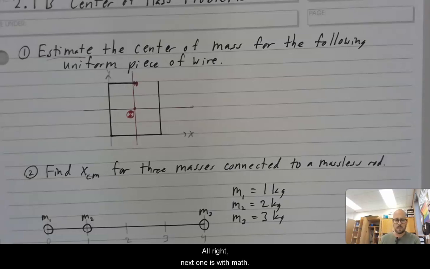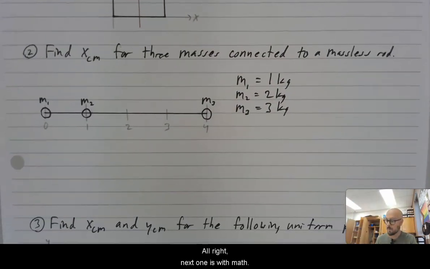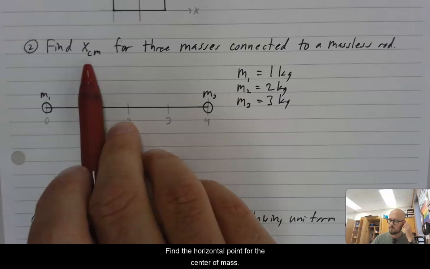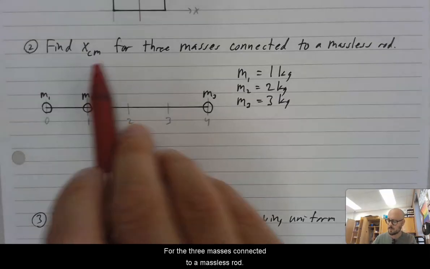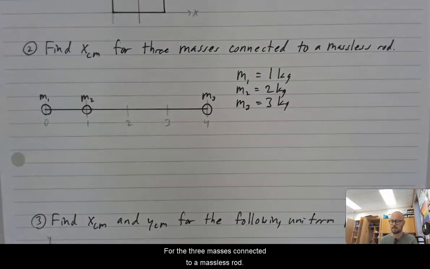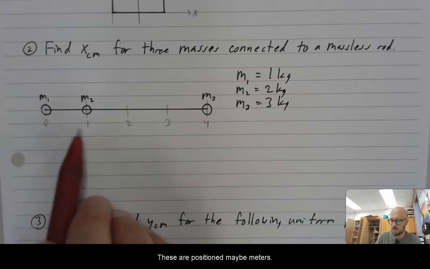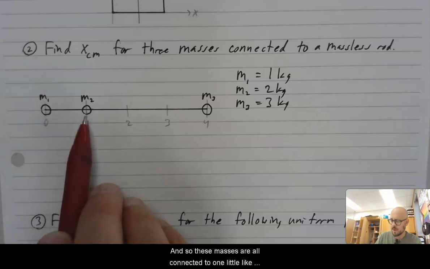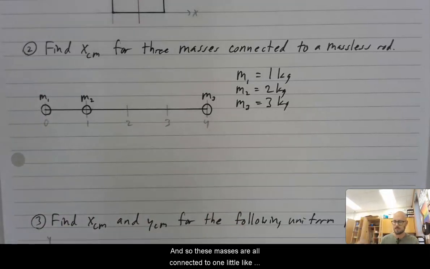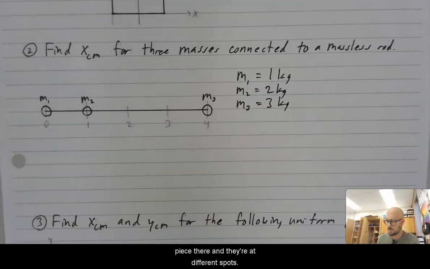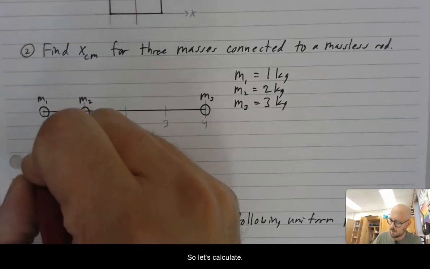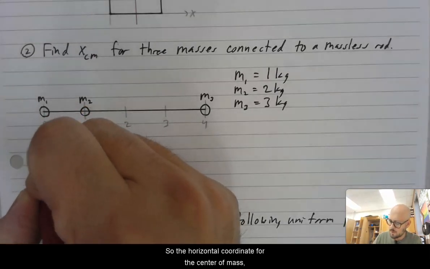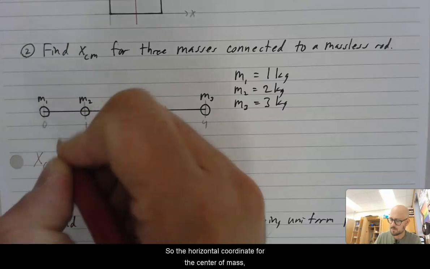All right, next one is with math. Find the horizontal point for the center of mass for the three masses connected to a massless rod. These are positioned maybe at meters 0, 1, 2, 3, 4, and so these masses are all connected to one little piece there, and they're at different spots. So let's calculate the horizontal coordinate for the center of mass.